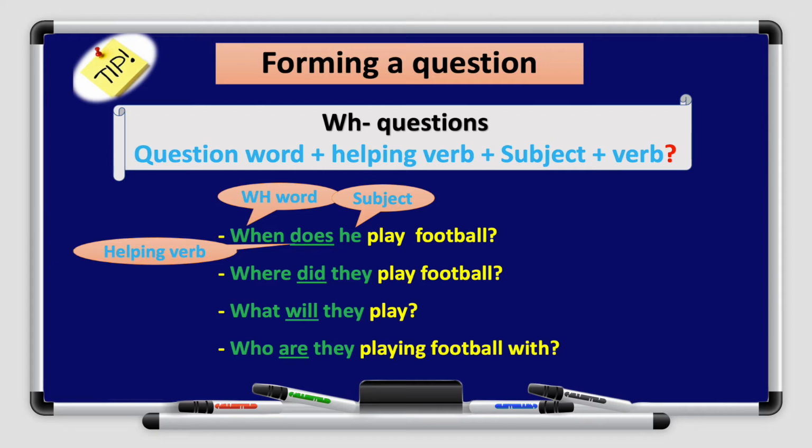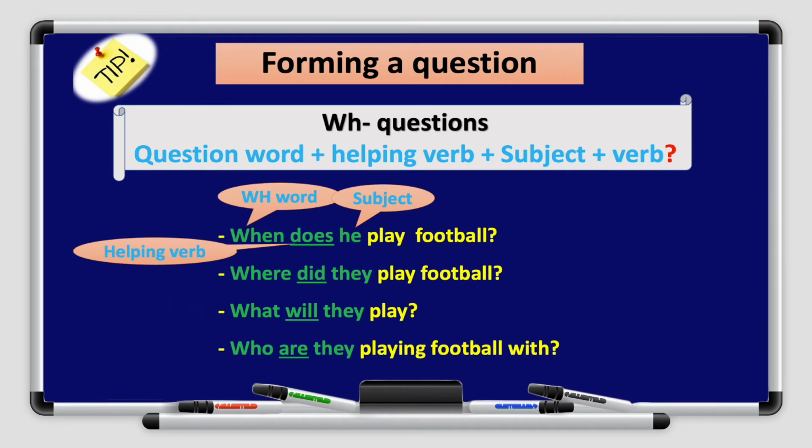When does he play football? Where did they play football? What will they play? Who are they playing football with? Here we use different question words to ask about the same topic. We use when to ask about the time, and we use where to ask about the place. We use what to ask about new information. What will they play? And in the last one, we use who to ask about person.